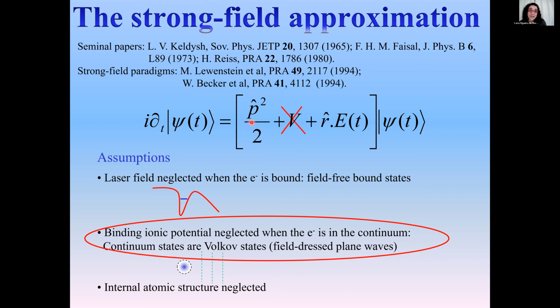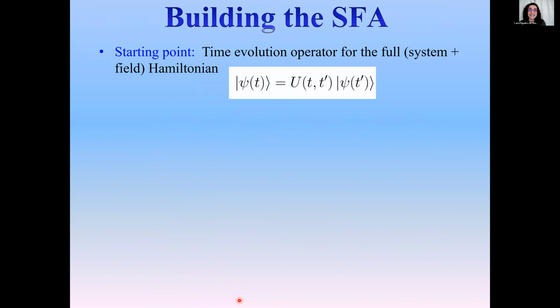This you can solve. This has in fact a name. This is a Gordon-Volkov Hamiltonian. And you assume that the continuum is approximated by Volkov states, which are field-dressed plane waves. So you have a field-dressed plane wave continuum, which you can also solve analytically, and you neglect the internal structure.